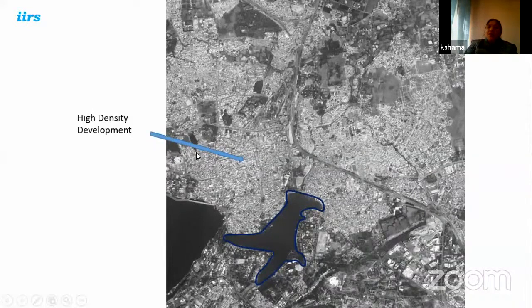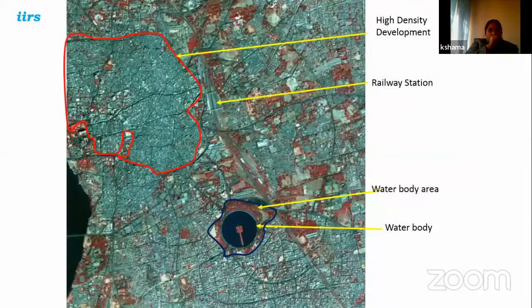Similarly, we can identify different kinds of density of development based on the texture differences. Here, the texture is comparatively smooth. But if we go to these areas, the texture is comparatively coarse. So that helps us to identify different kinds of density of development also. Similarly, in this image, based on the texture difference, the boundary of the old area could be identified.